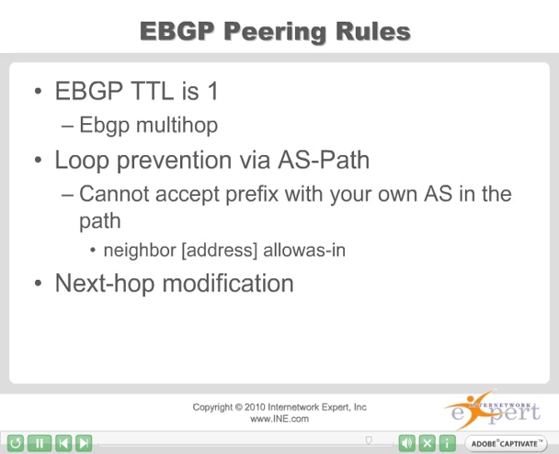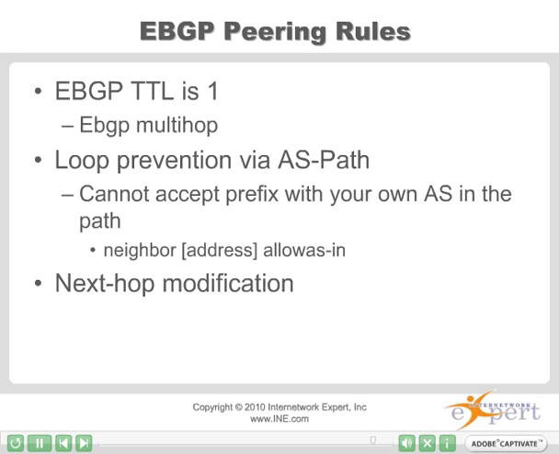Now, one of the loop prevention pieces for eBGP is to drop any prefixes that are showing up with your own AS in the path. What a nice little loop prevention. It says, whoa, that prefix passed through me at some point. I'm not going to let it in. Everything in BGP can be modified, it seems like. And sure enough, there's a neighbor allow AS in for the rare cases where you actually want the prefix to come back into your autonomous system.